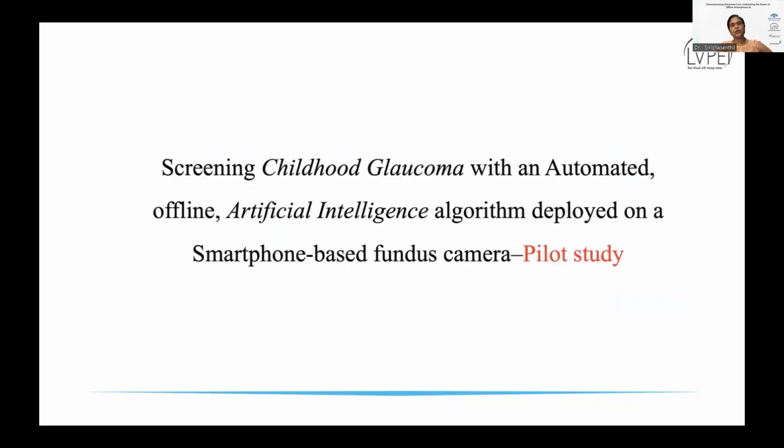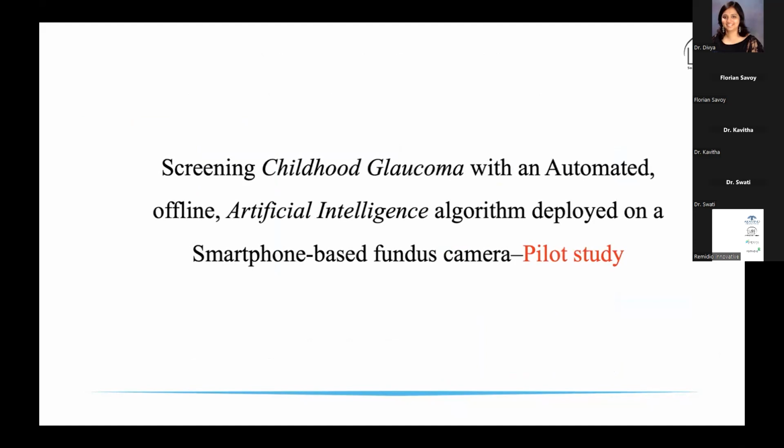So we also use this. So we know that all of these changes or whatever AI has been used until now has only been in the adults. And the AI is also trained using the adult optic disc photographs. Now, we wanted to see if actually this could be utilized in childhood glaucoma, because we know the challenges in children, evaluating them becomes very, very difficult.